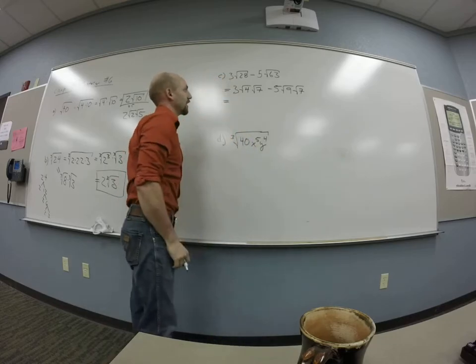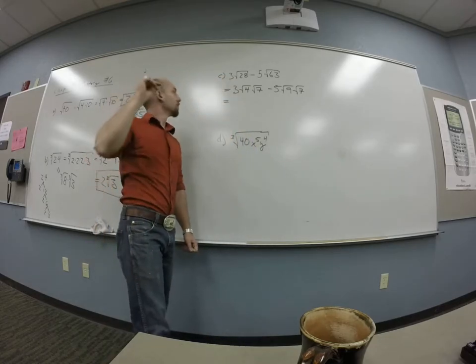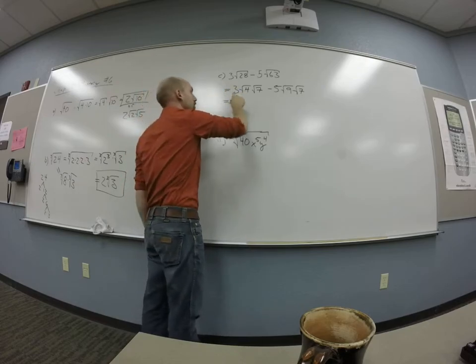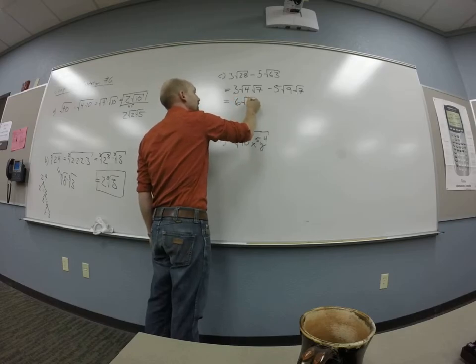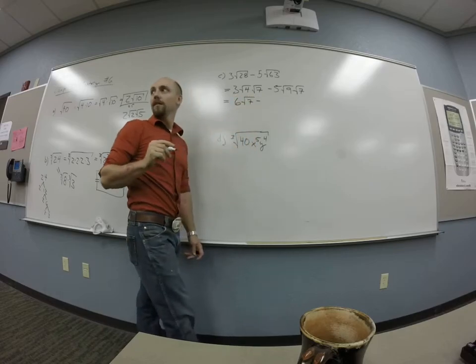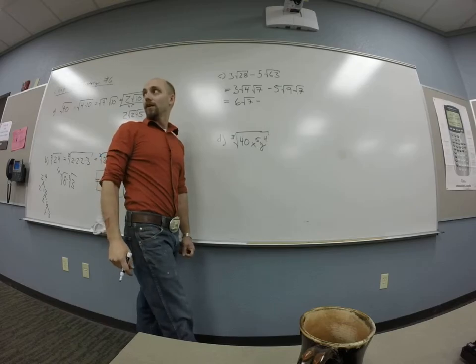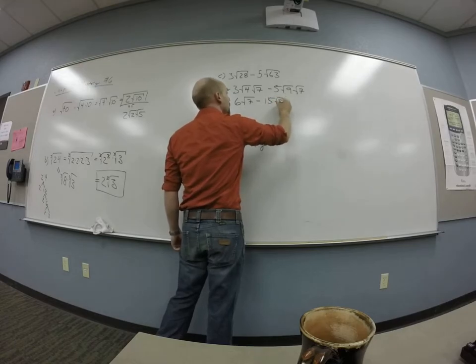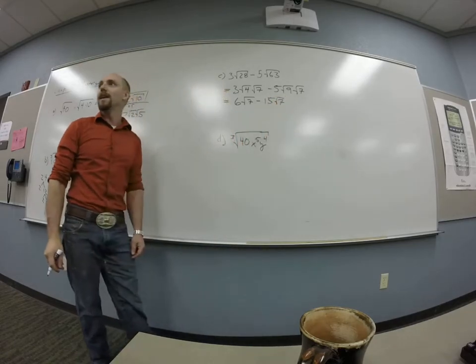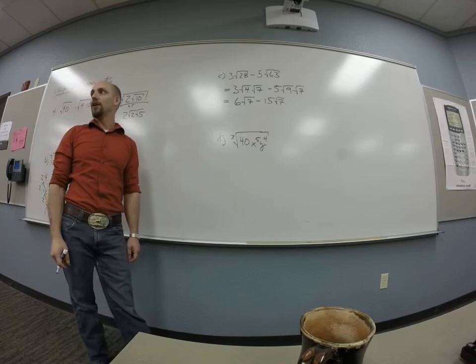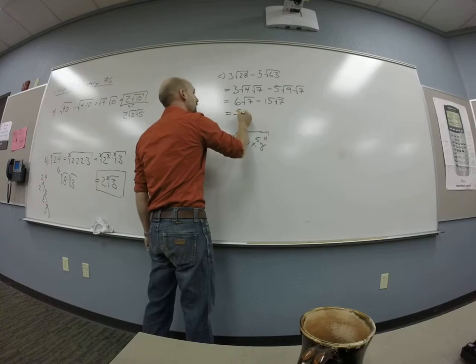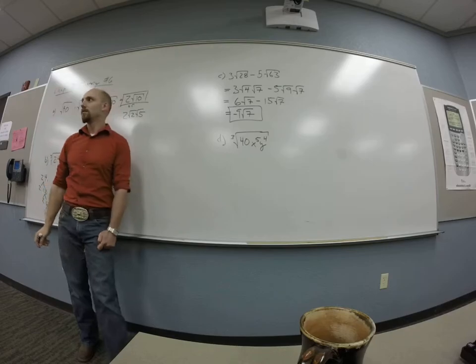Okay, and then what do I say? Oh, the square root of 4 is 2. So 2 times 3 is 6 square roots of 7, minus 3 times 5 is 15 square roots of 7. And now they match, right? Now they're like terms. So now I can say this is negative 9 square roots of 7. Nice. You guys see that?